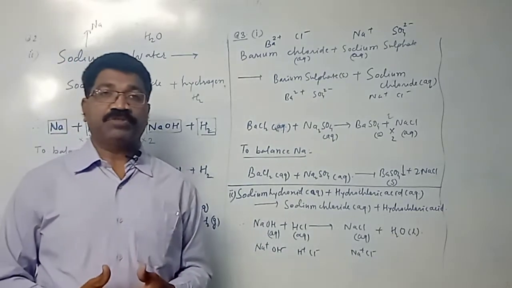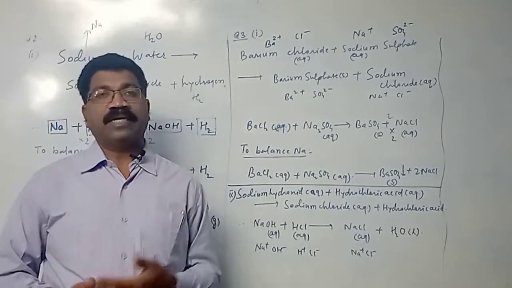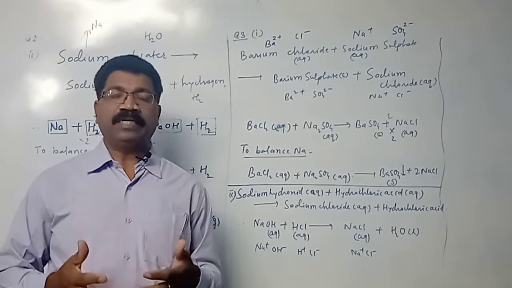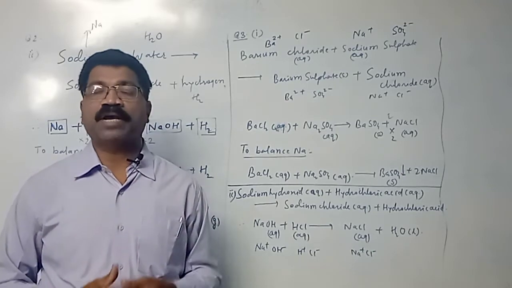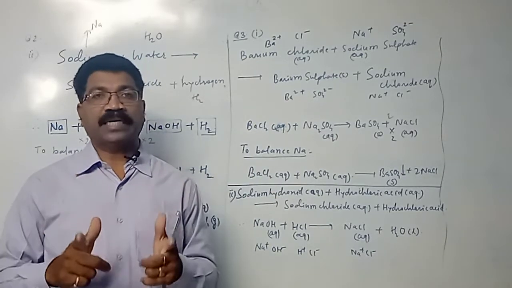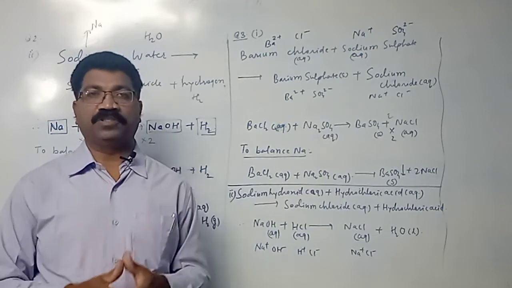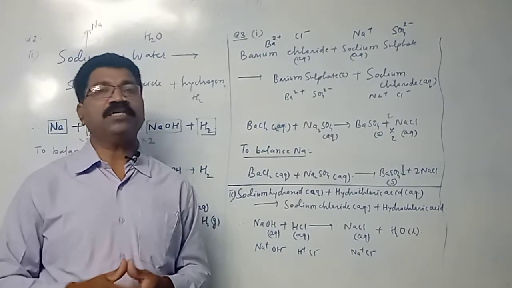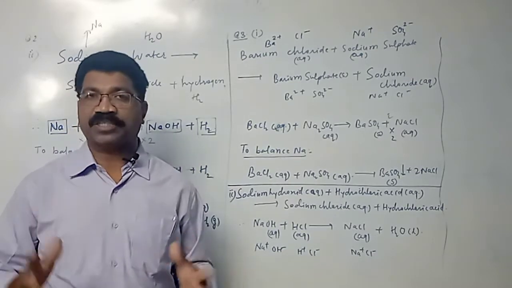In chemical change, what happens? The matter is changed completely. A new substance is produced which is having different properties. So that type of change we call a chemical change. Chemical change is nothing but the chemical reaction.